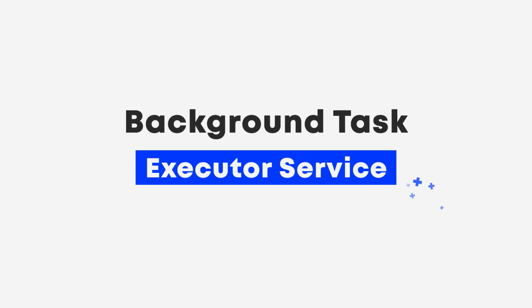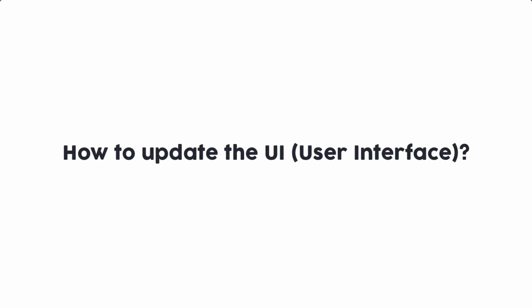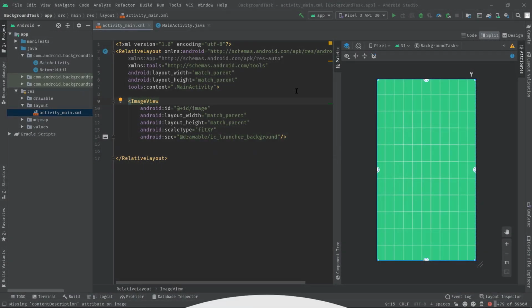Executor Service is a class that makes it easier to do some work on the background thread, and it is quite easy to use. So first we will see how to perform a background task using the Executor Service. Then we will also see how to update the UI, and for that we are going to use Handler. So what are we waiting for? Let's get started.